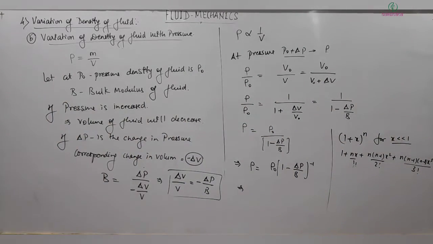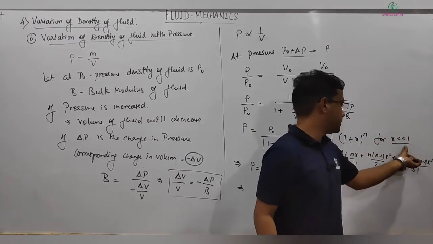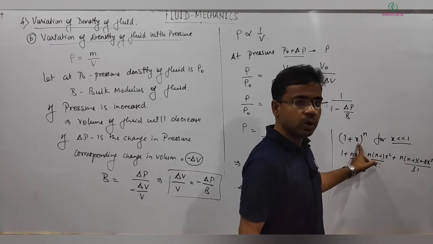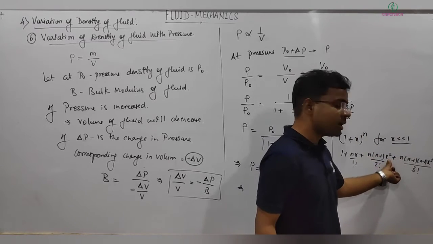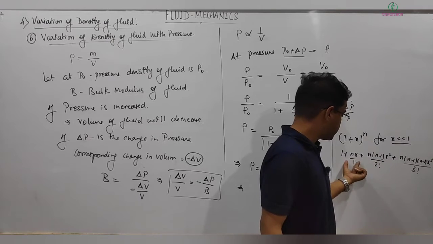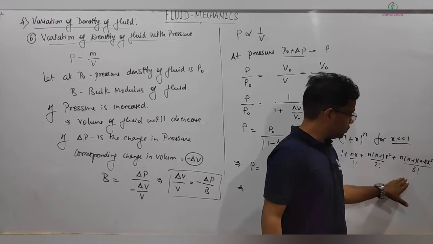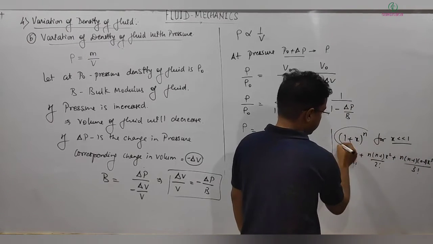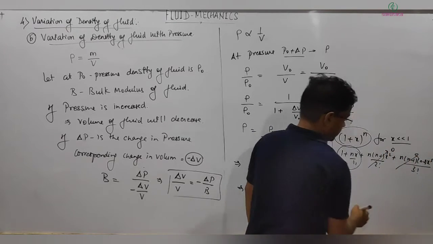I was also forgetting something, just wait, let me check. Okay, so yes, that was actually correct. So 1 plus x raised to power n, for x very less than 1, can be expanded in this manner. And here if x is small, then x into x will be even smaller, and x cube will be even smaller than that. So we ignore all higher order terms, making them 0, and so on up to infinity.